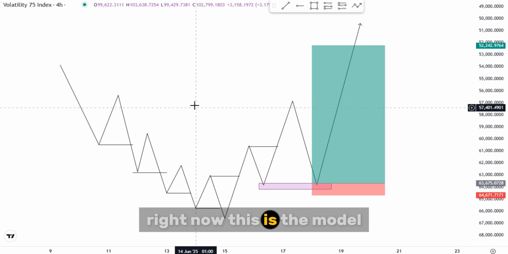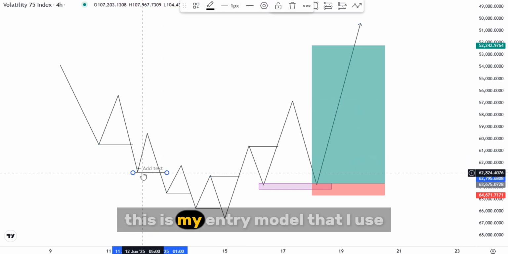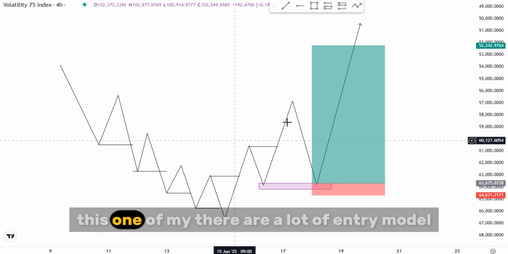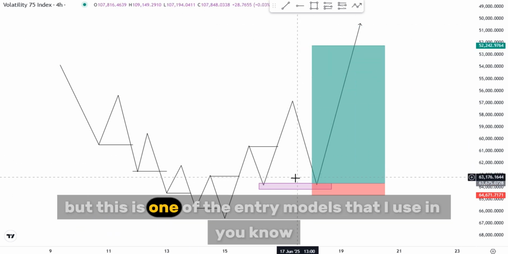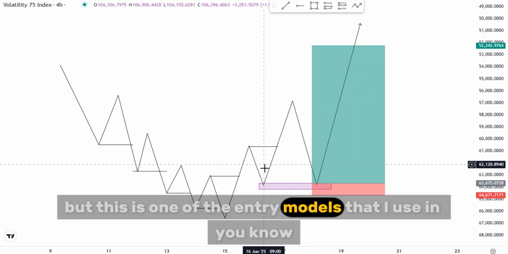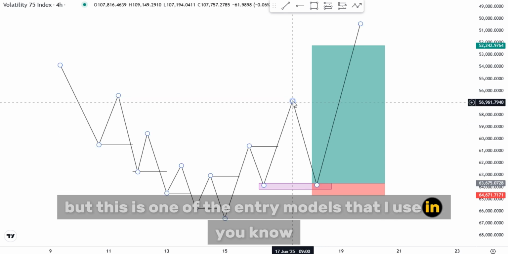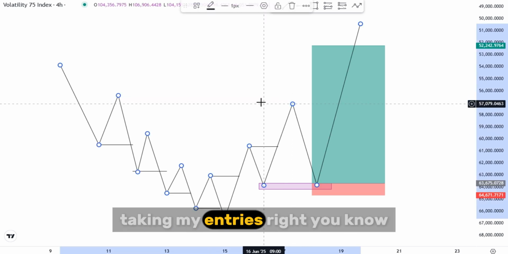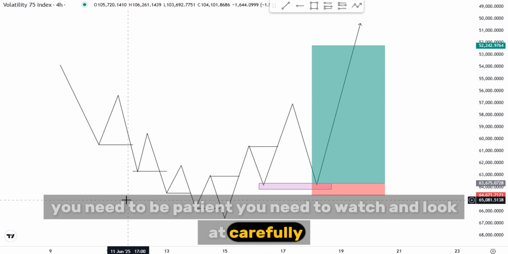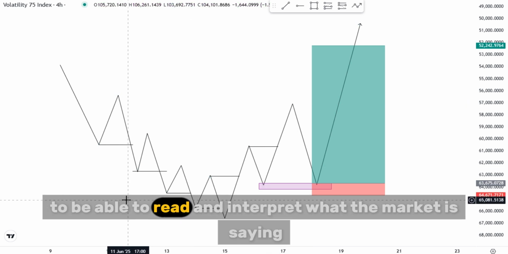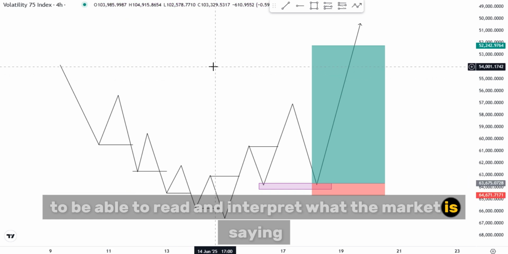Now, this is the model. This is my entry model that I use. There are a lot of entry models, but this is one of the entry models that I use in taking my entries, right? You need to be patient. You need to watch and look carefully to be able to read and interpret what the market is saying.